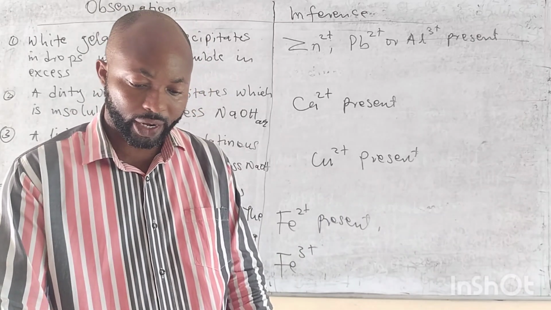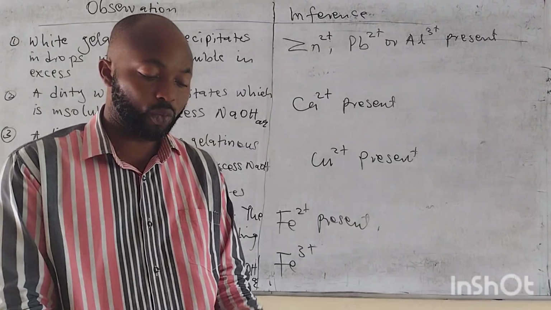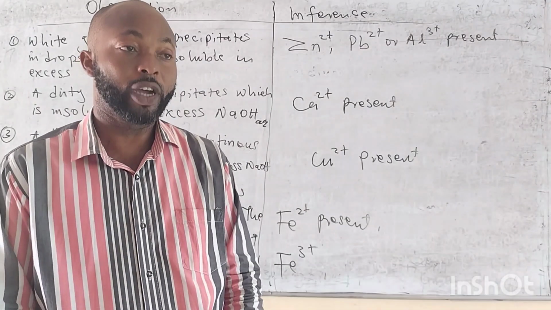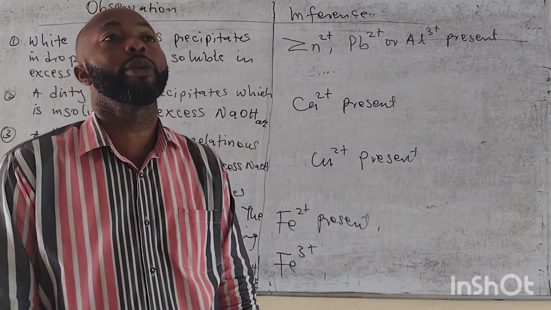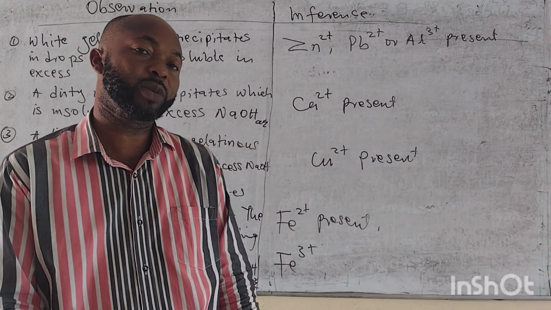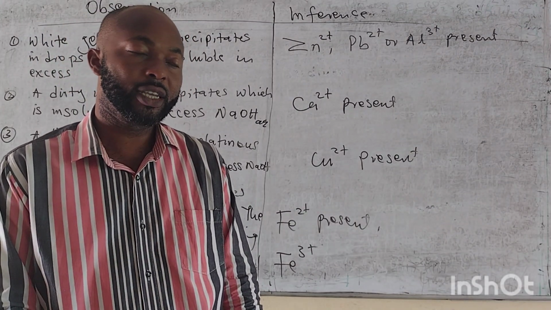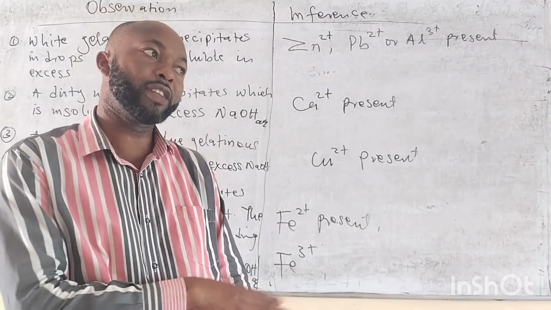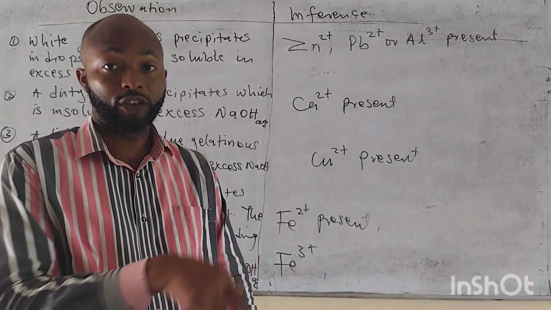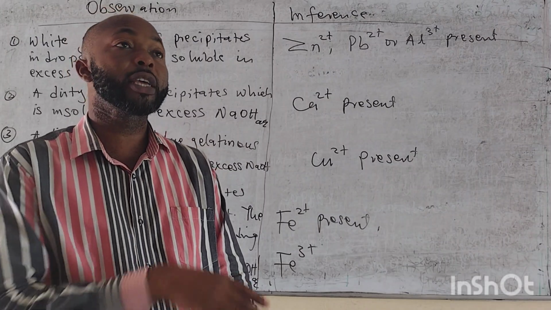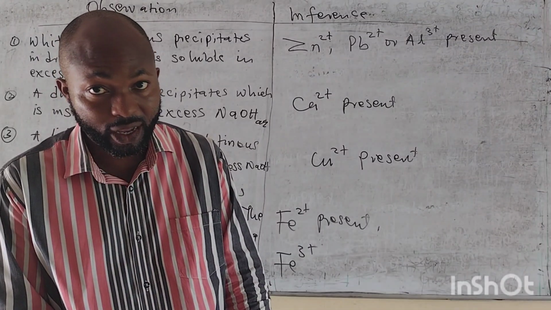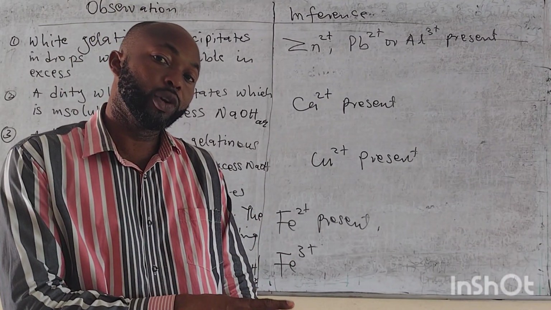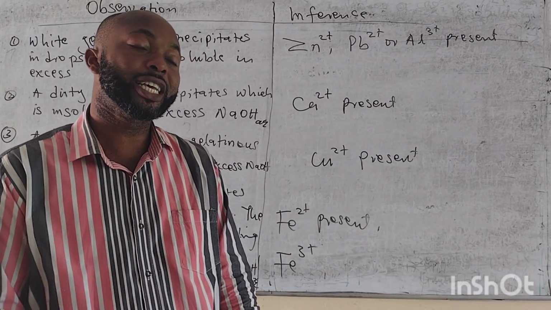So ammonia now, action of ammonia solution. We are done with that of sodium hydroxide as a reagent. Remember, with sodium hydroxide, zinc, lead, aluminium give a white gelatinous precipitate in drops, which is soluble in excess. Iron 2 is a light green precipitate in drops, insoluble in excess. Iron 3 is reddish brown in drops, insoluble in excess. Copper, remember, is blue in drops, insoluble in excess.